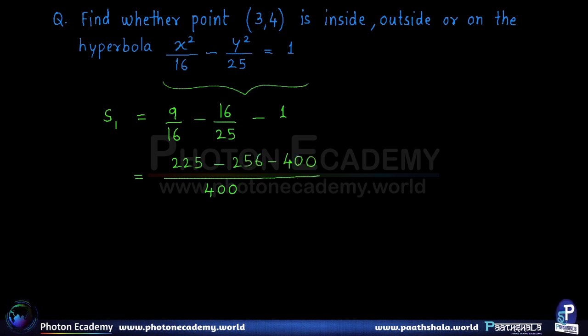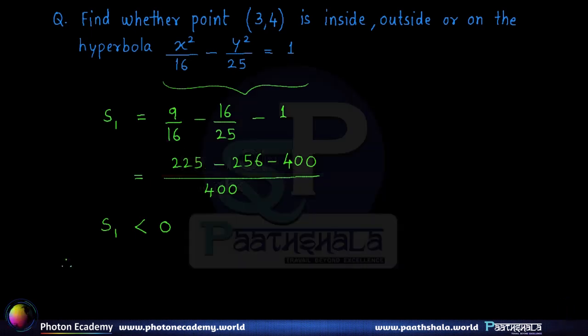So therefore S1 is less than 0, so therefore the point lies inside the hyperbola, and by inside we mean the region which is trapped between the two branches of the hyperbola.